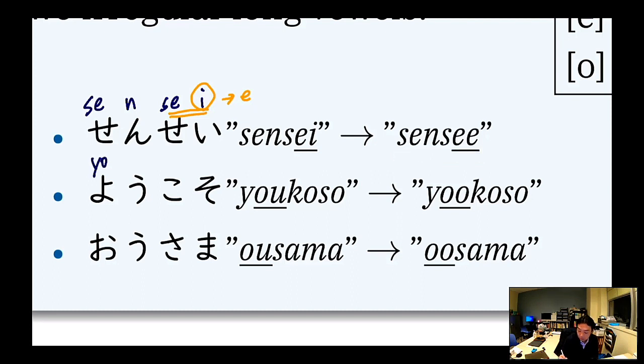This one is yo, u, ko, so. Now you see the vowel sequence that Japanese don't like here, O and U. What happens is this becomes a long O. So instead of saying youkoso with O and U, we say yokoso with a long O. The last one is osama, which becomes a long O, osama.